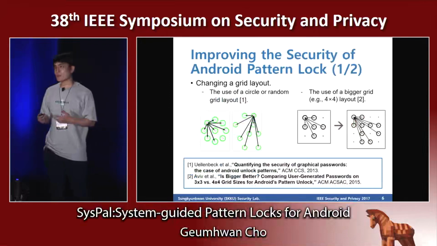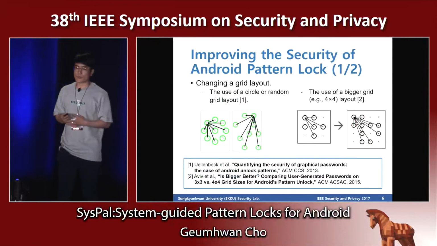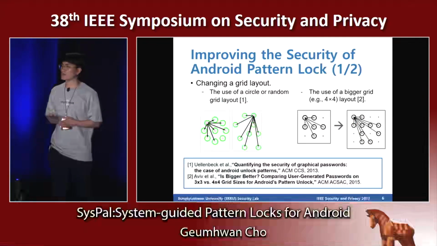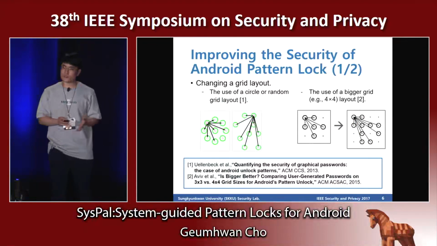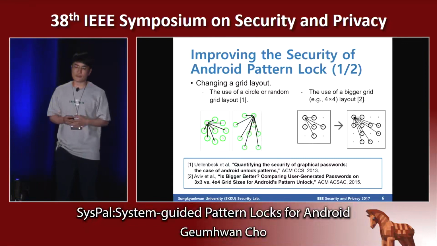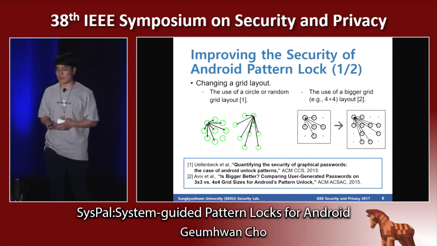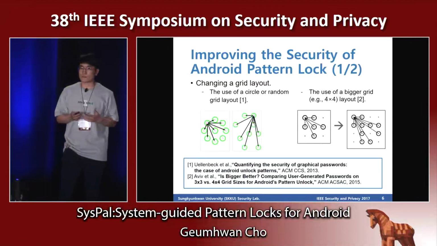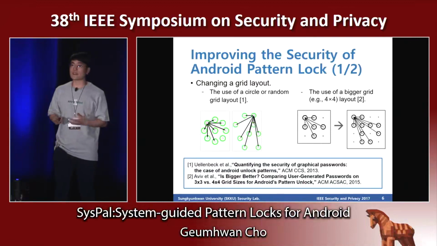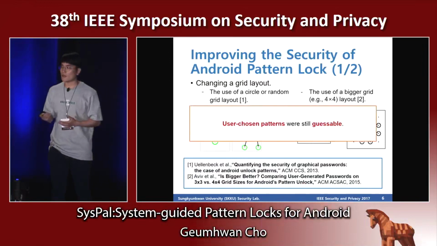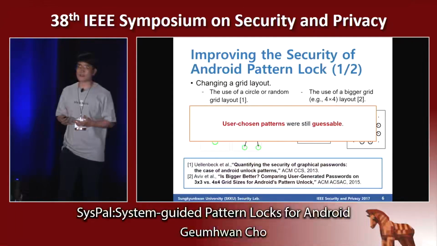So there are many previous attempts to improve the security of user-chosen patterns. One is changing the grid layout, using a circle or random grid layout or a bigger grid layout like 4x4. With those approaches, the password space dramatically increased. However, the user-chosen patterns were still guessable.